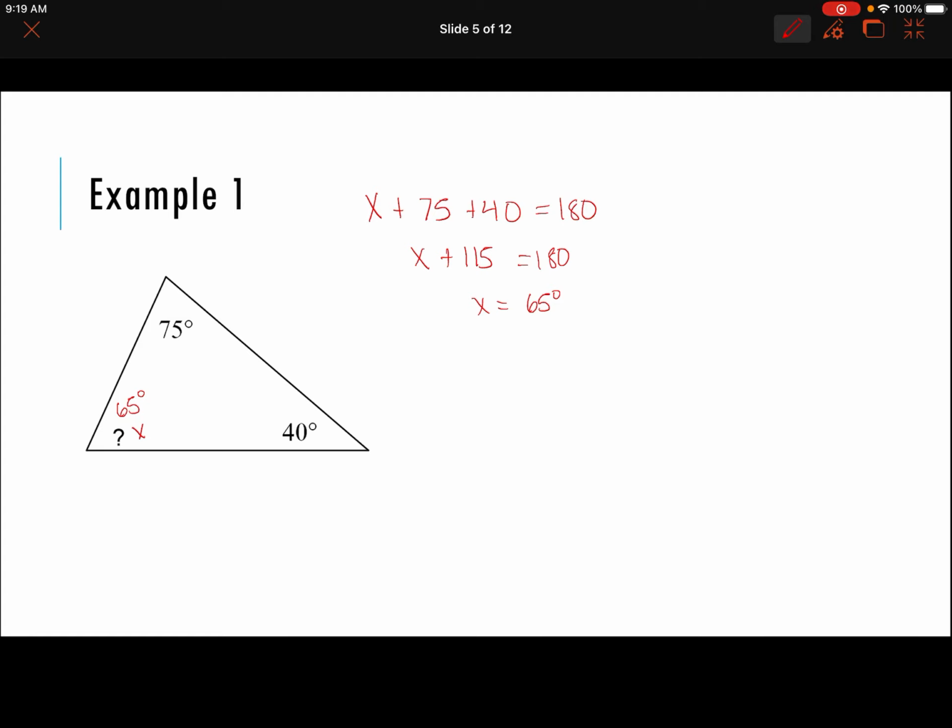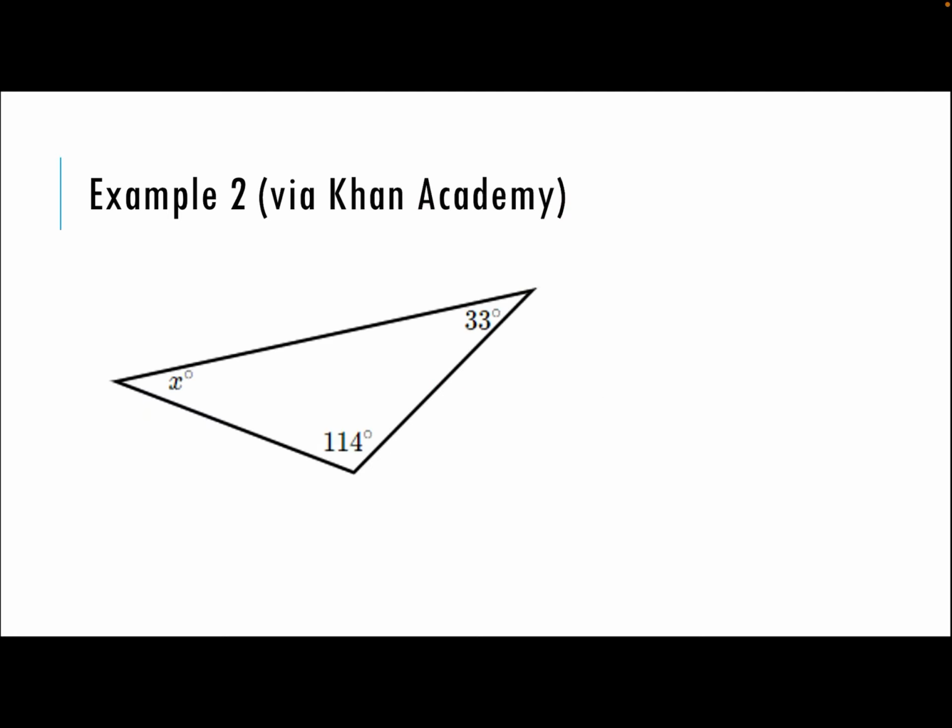So if you're given two angles inside of a triangle, you subtract those two from 180 and you get the third angle. The other way we could have done this is we could have said X is equal to 180 minus 75 and minus 40, which is basically the same calculation that we just did.